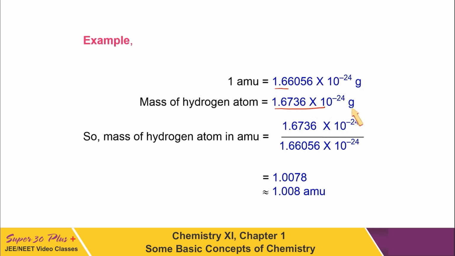So if I ask you what is the mass of a hydrogen atom in terms of AMU, it will be 1.6736 divided by the mass of 1 AMU. It will come to 1.0078 AMU, which you can nearly say after rounding off is 1.008 AMU. So this is the mass of one atom of hydrogen in terms of AMU. 1.008, this is the value, right?